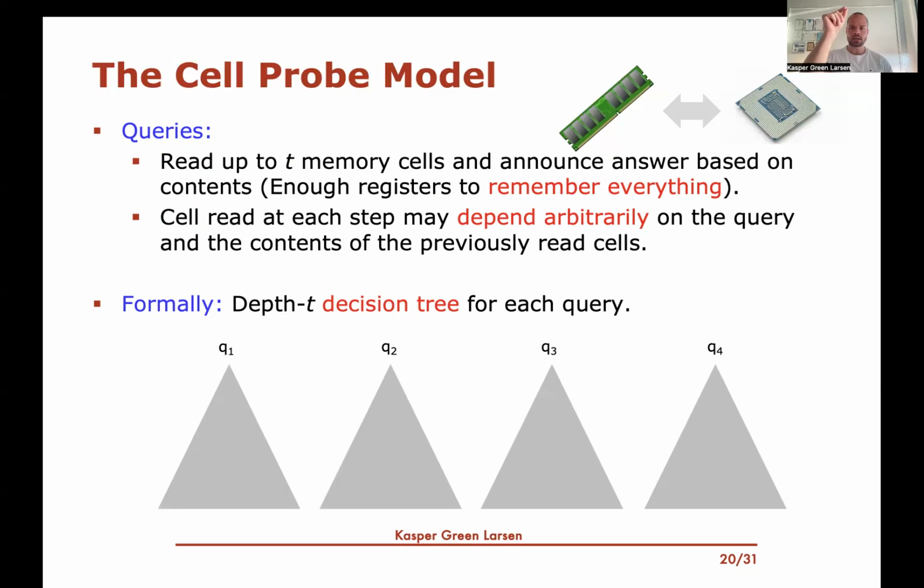And this is because basically, if you're at a particular node in the decision tree, you only get to that node if you read a particular sequence of cells. So in some sense, you actually remember everything you've seen. And again, the cell that you read at each step may depend arbitrarily, right? It doesn't have to be a particular function that decides where you go. It's just the bit patterns that lead you along different paths.